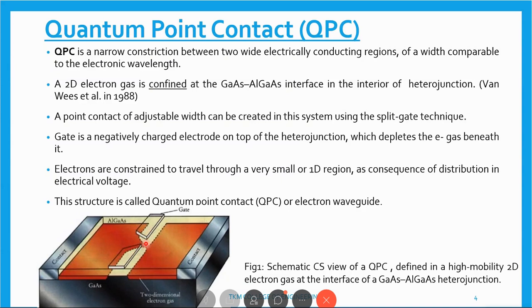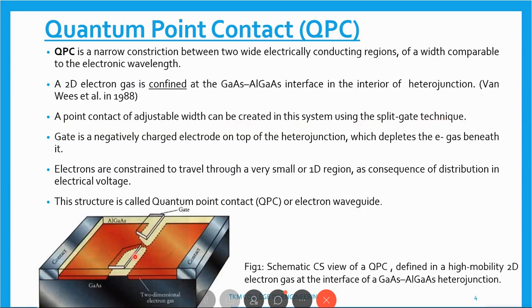Now, how do we make it? In a metal, a point contact can be fabricated by pressing two wedges or needle-shaped pieces of material together. But here, in order to make this QPC, the strategies are different. What Van Wees et al. did in their study was create a point contact of adjustable width in the system using split gate techniques.